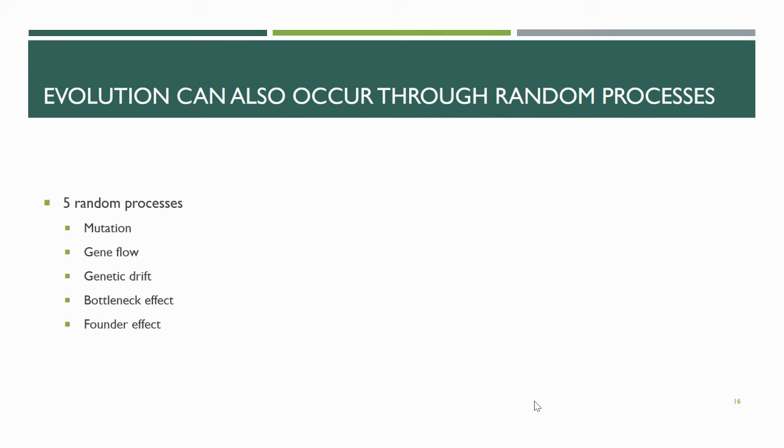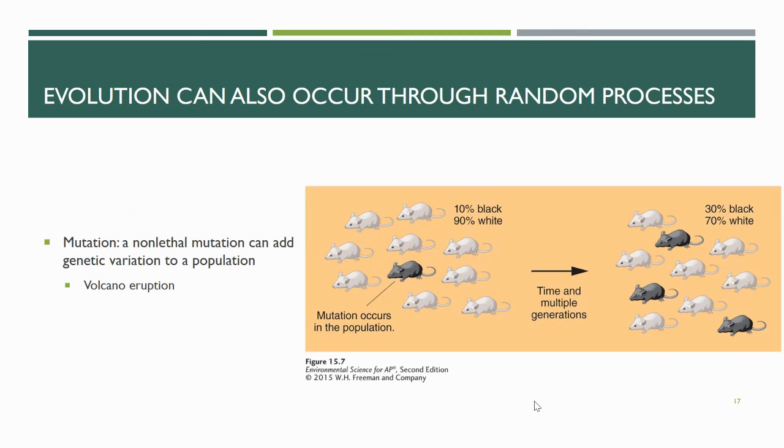Evolution can also occur through random processes such as mutation, gene flow, genetic drift, the bottleneck effect, and the founder effect. Mutations, here would be a non-lethal mutation, can add genetic variation to a population. So let's say we have a volcano eruption in an area where mice tend to be sandy color. Well, now we have all this black lava rock everywhere. And so those sand-colored mice are very easily spotted by predators. So one develops a mutation and is able to survive.